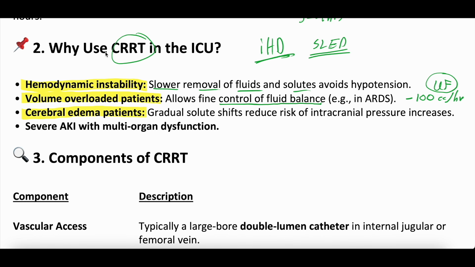Cerebral edema is another one. CRRT is very gradual. It's very slow. So the solute shifts that occur with continuous renal replacement therapy are much slower and gradual, and some would suggest that this helps patients with intracranial injury because there's not this fast movement of solutes. Now, this is a little in the gray. It's not totally clear, but a lot of folks abide by this. And then, obviously, severe acute renal failure with multi-organ dysfunction.